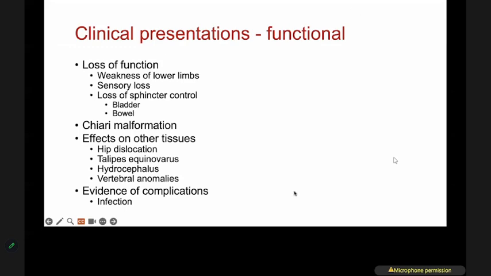So depending on the segments that are affected, you can have sensory involvement. And somebody already mentioned, yes, there can be loss of sphincter control. They can also have other associated features. For example, they can have features related to a Chiari malformation. I hope you know what a Chiari malformation is. There's a tonsillar descent, right?